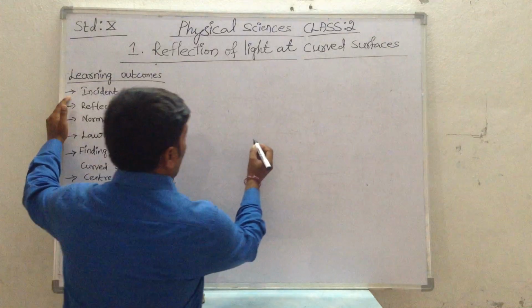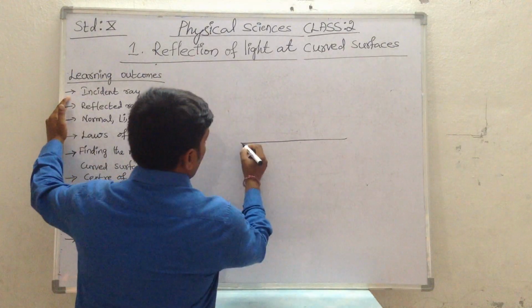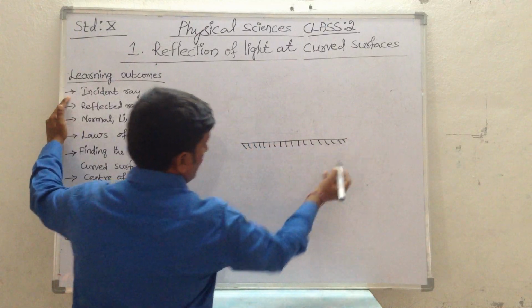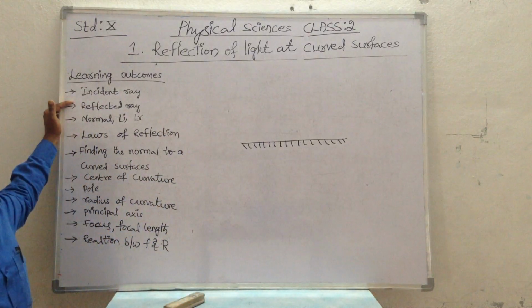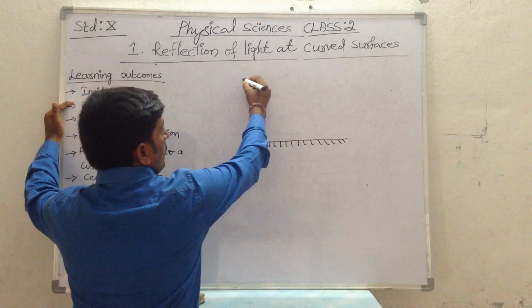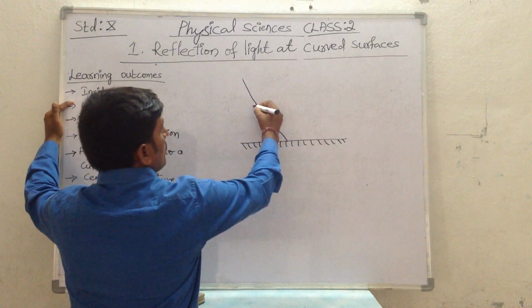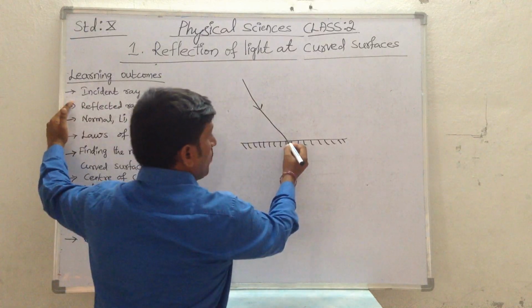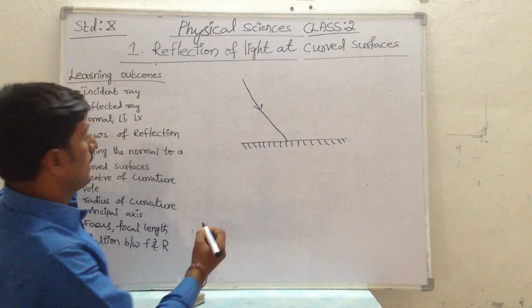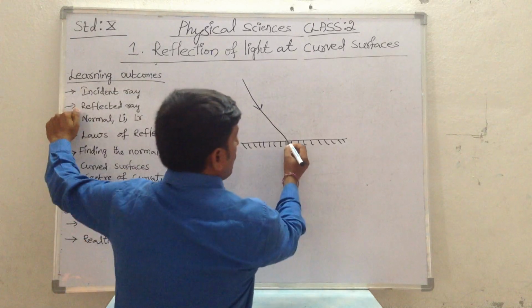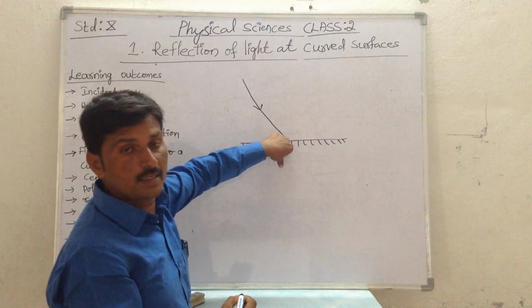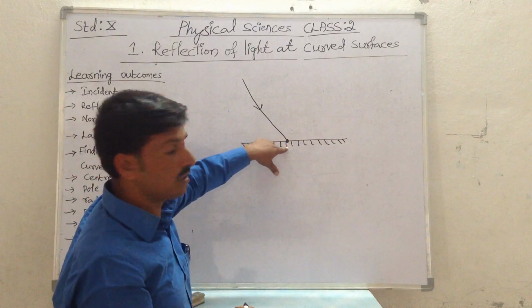First, if we take a plane mirror, the mirror which has a flat surface is called a plane mirror. For this, we take the ray which is incident on the plane surface or any surface, and it is called the incident ray. The ray which is incident on a surface is called the incident ray. The point where the incident ray is incident on the surface is called the point of incidence.